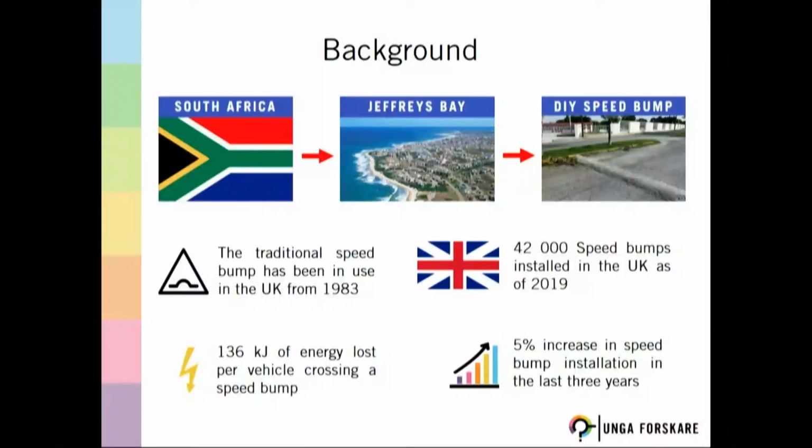Now, just a little bit of background on the speed bump. The speed bump was invented in 1953 by Arthur Compton, a Nobel Prize winner in physics. But it wasn't until 1983 that his design was implemented on UK public roads. Then in 2019, the UK reported that the total number of speed bumps had exceeded 42,000. So today, worldwide, speed bumps are a common traffic calming measure.